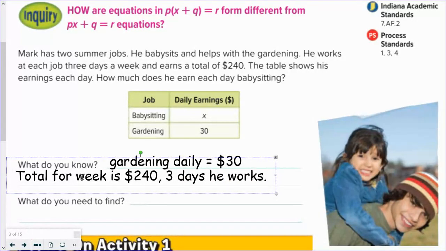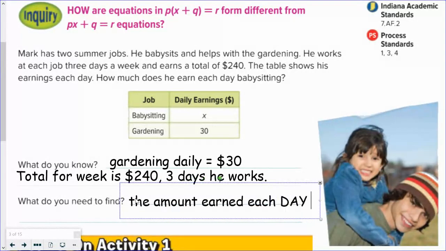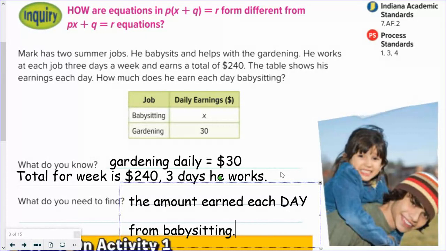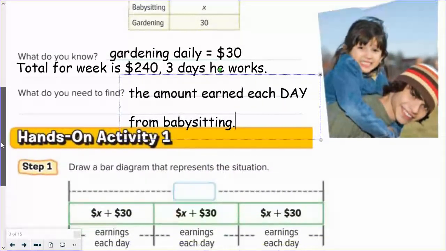What do we need to find? Well, the amount earned each day from babysitting. That's what we're trying to find. That's what our variable represents. So when you're given word problems and they say define the variable, that's what goes after what your variable is.